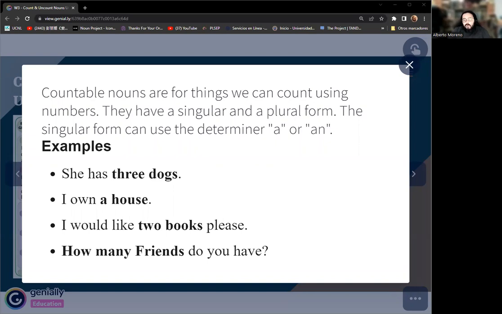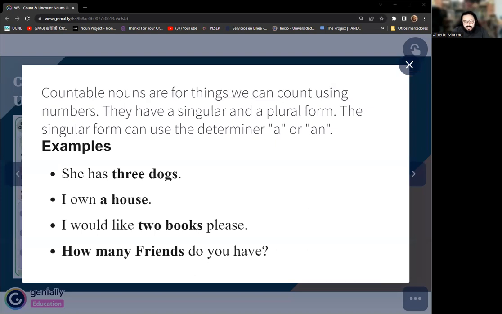Sin embargo, cuando queramos hablar de una cosa, porque los sustantivos contables tienen tanto forma en singular como forma en plural, es decir, al hablar de uno o al hablar de más de uno, cuando hablamos de una cosa, podemos utilizar el cuantificador a or an. Ahorita vamos a verlo más a fondo, cuándo se usa a y cuándo se usa an. Sin embargo, a or an se pueden traducir como un o uno al hablar de cantidad de uno solo. ¿Okay?